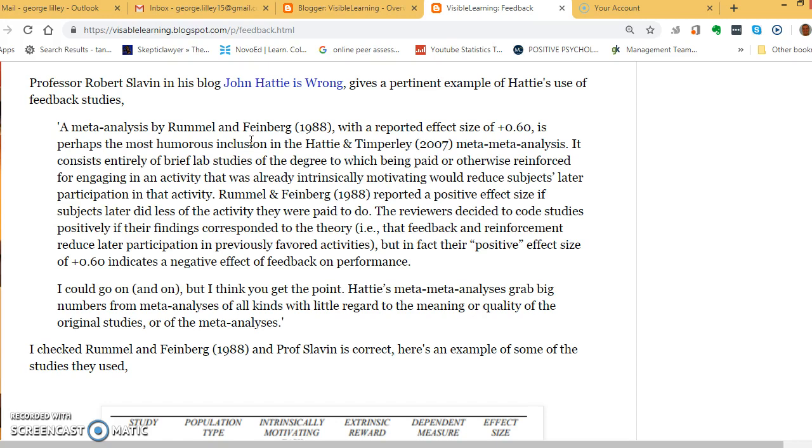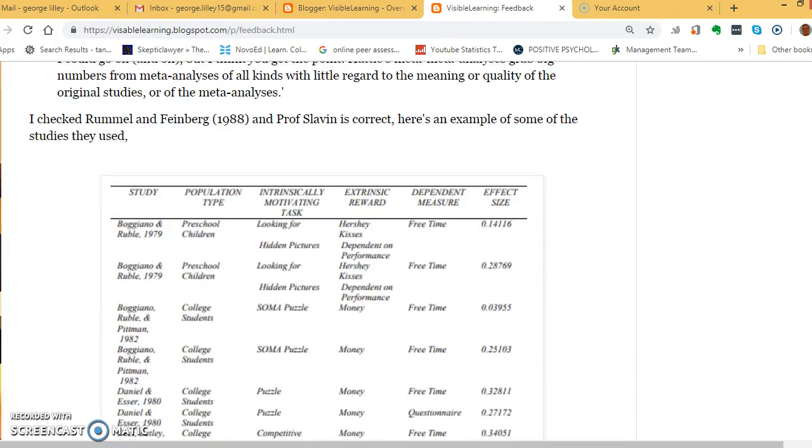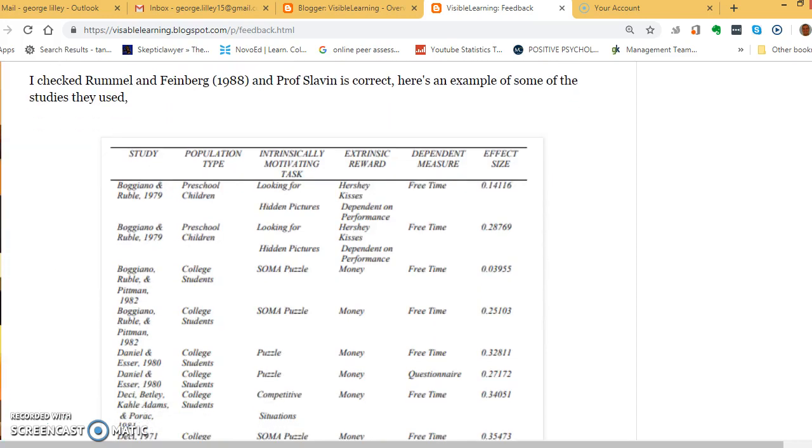Rather, it's a study looking at intrinsic motivation, and the theory being that if you reward intrinsic motivation, then performance can decrease. So he also mentions that they code the study such that a positive effect size in their context actually means a negative effect size in Hattie's, and Hattie doesn't adjust. So Hattie reports positive 0.6, but it's actually negative 0.6. So I checked the Rummel and Feinberg study, and Professor Slavin, I think, is correct.